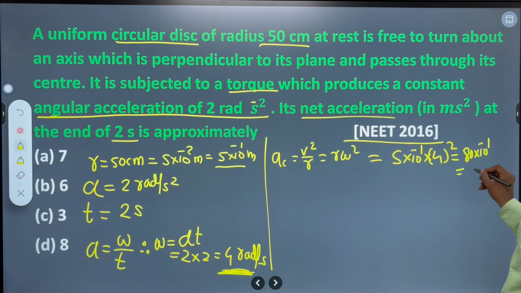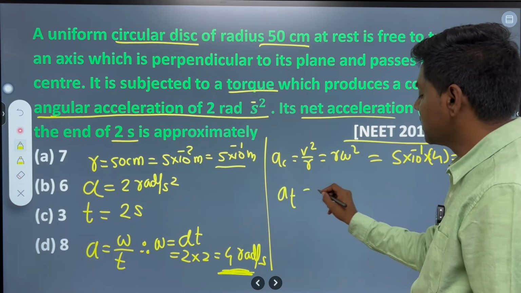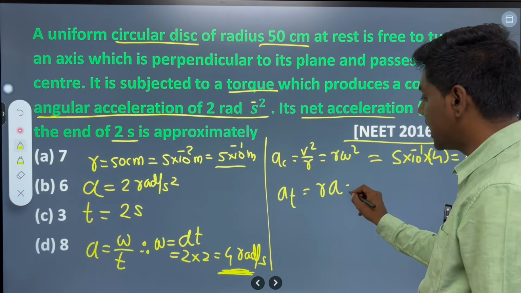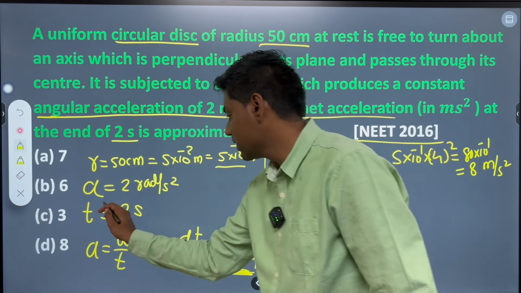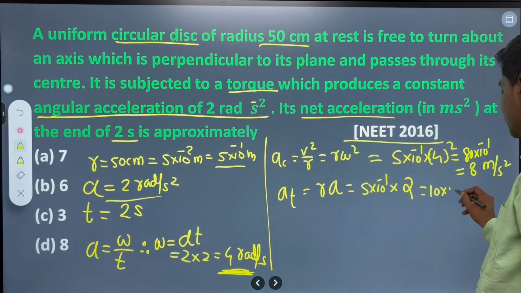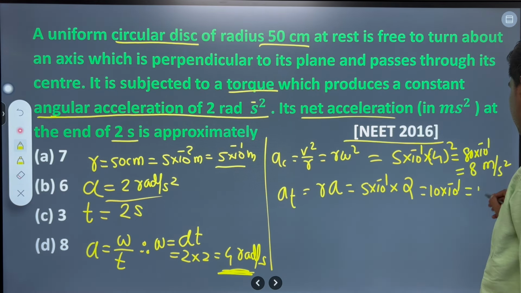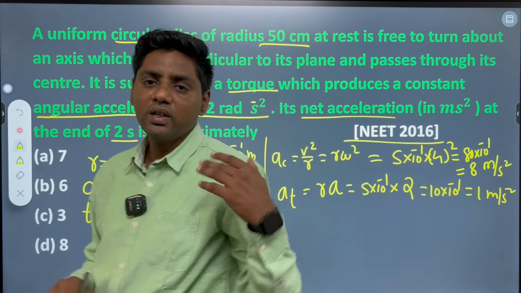So what will be the final answer? That is 8 into 10 raised to minus 1, meaning the 0 and minus 1 cancel, remaining only 8 meter per second square. Then what about the tangential acceleration? That is r alpha. R is given as 5 into 10 raised to minus 1, alpha is already given, 2 radian per second square. So 5 2s are 10 into 10 raised to minus 1, the 0s cancel, 1 meter per second square.